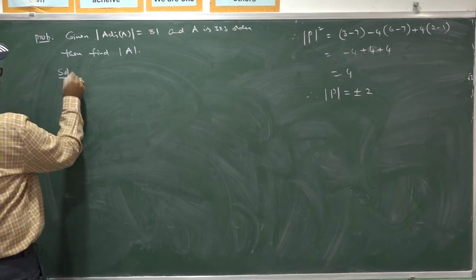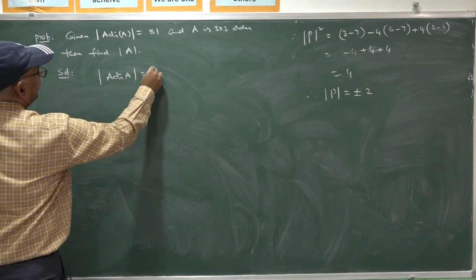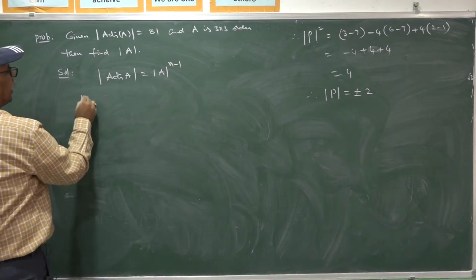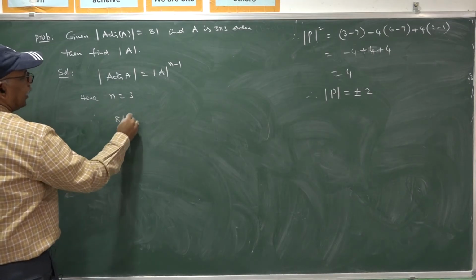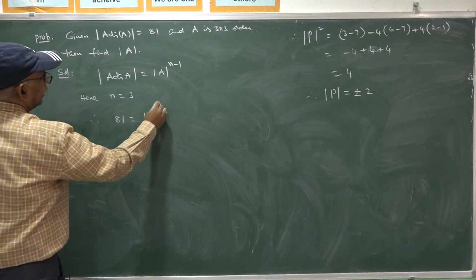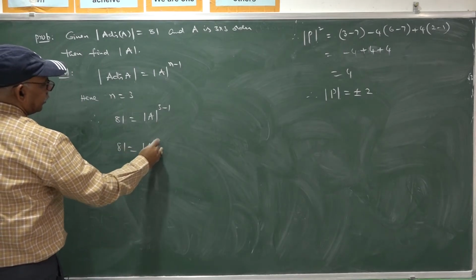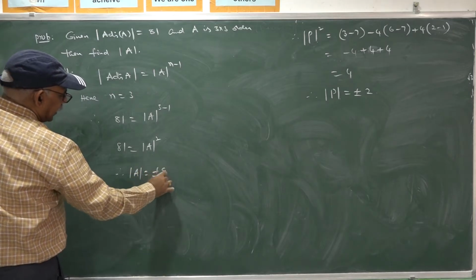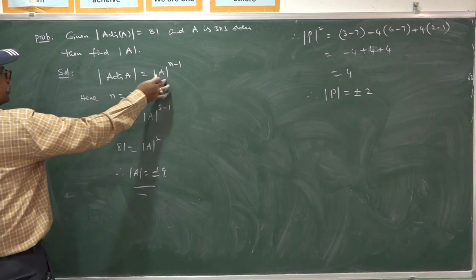The same formula: the determinant of the adjoint of A is det A whole power n minus 1. Here n is 3. Therefore, 81 equals det A whole power 3 minus 1. So, 81 equals det A whole square. Hence, det A takes the value plus or minus 9. In such a way, you can use this formula.